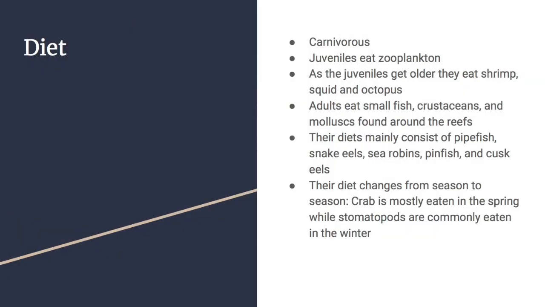All red snapper are carnivorous. The juveniles mainly eat zooplankton. As the juveniles get older, they eat shrimp, squid, and octopus. The adult red snapper eats small fish, crustaceans, and mollusks found around the reefs where they live and forage. Their diets mainly consist of pipefish, snake eels, sea robins, pinfish, and cusk eels. Their diet changes from season to season, however, with crab being eaten in the spring and stomatopods eaten in the winter.